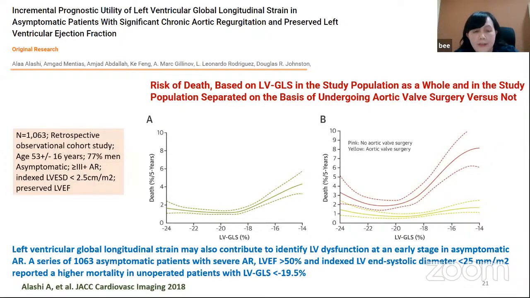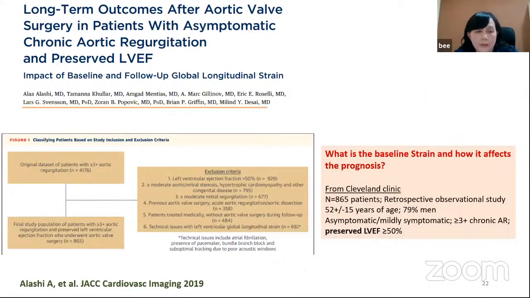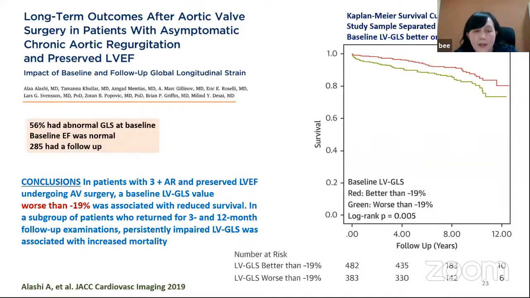they actually looked at 1,000 patients having asymptomatic severe aortic regurgitation, having preserved left ventricular function and an index left ventricular end systolic dimension of less than 2.5 cm/m². And they found that the unoperated patients having worsening of LVGLS of worse than -19% had actually high mortality. And these same authors also looked at the value of baseline and follow-up GLS in patients having aortic valve surgery for asymptomatic severe aortic regurgitation and preserved left ventricular function. And they found that the baseline LVGLS worse than -19% was associated with reduced survival.